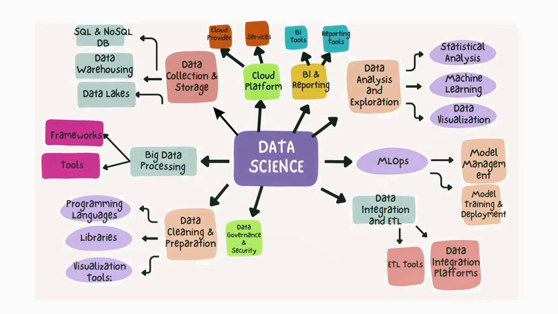Jump on the next category, data governance and security. Data governance and security tools are essential to ensure data quality, compliance with regulations, and protection against unauthorized access or breaches. For data governance purpose, we can use Collibra, DataHub by LinkedIn, Alation, and IBM InfoSphere Information Governance Catalog.